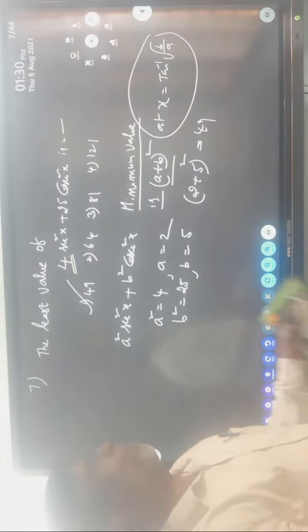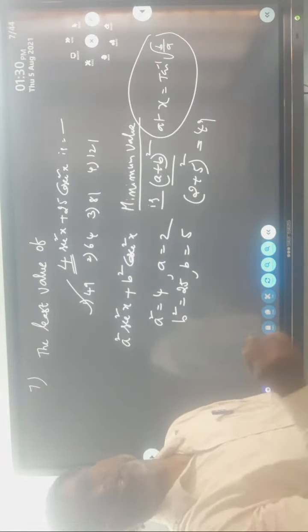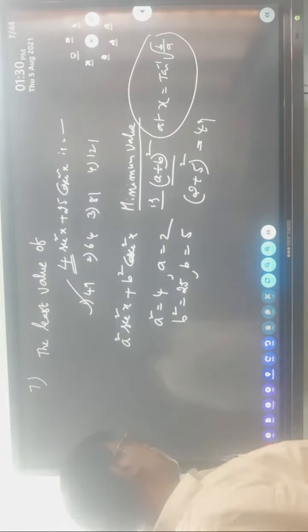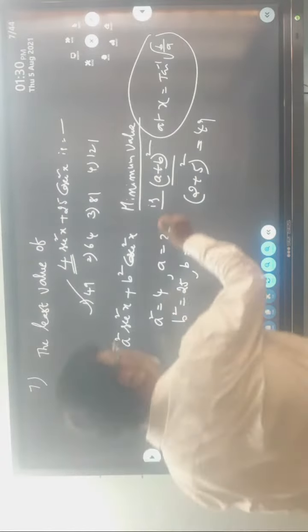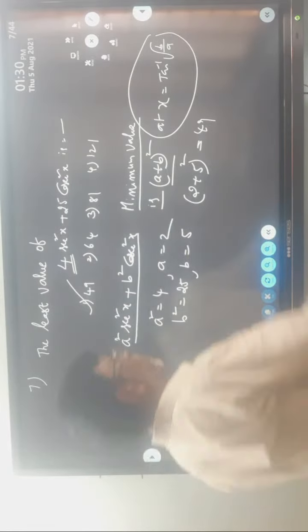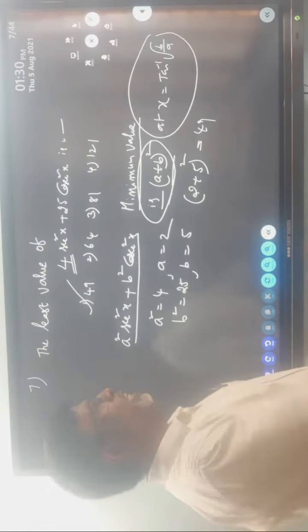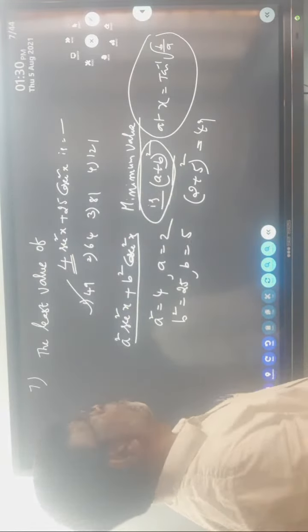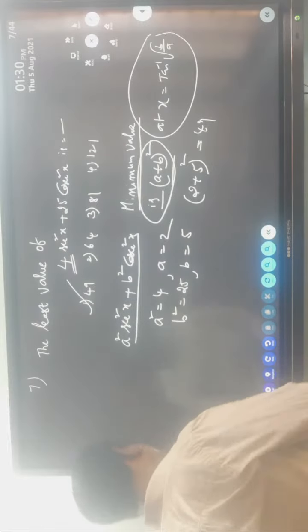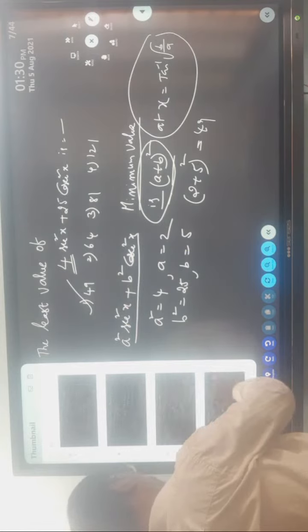So this is the way of solving. First note down the formula, then we can substitute and solve it easily. Remember the formula: a square secant square x plus b square cosecant square x has minimum value a plus b whole square at x equal to tan inverse root b by a. Now let me explain another question.